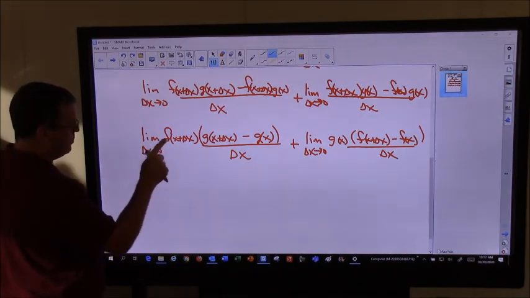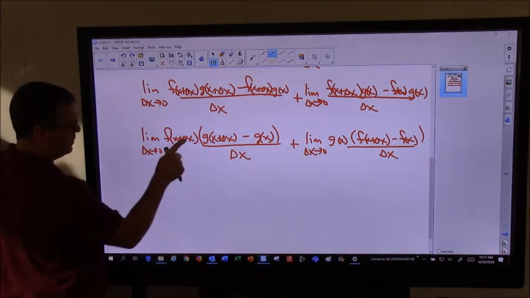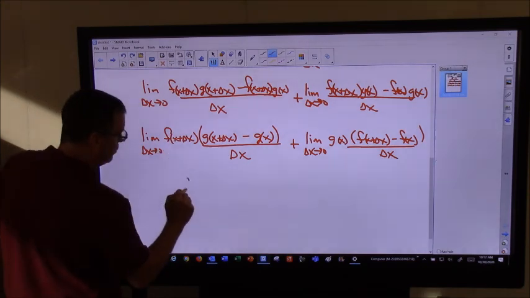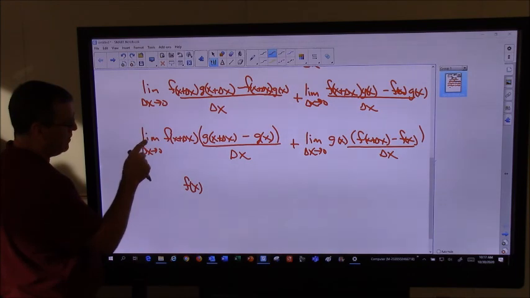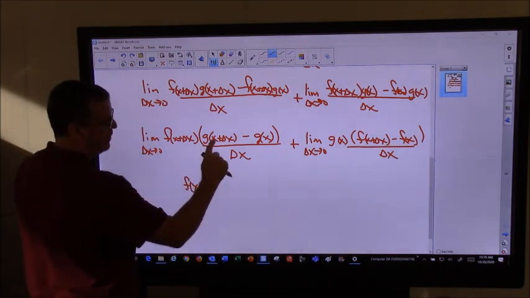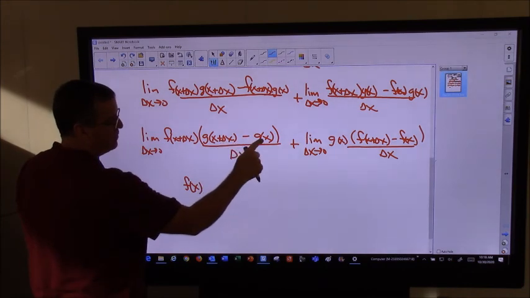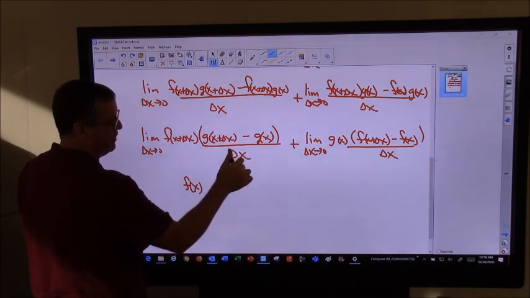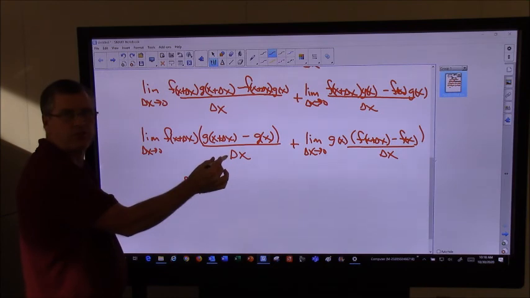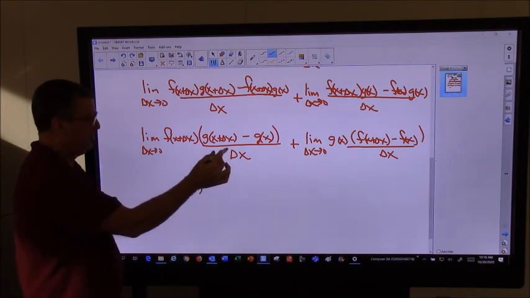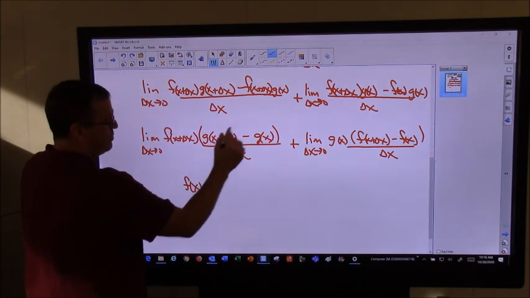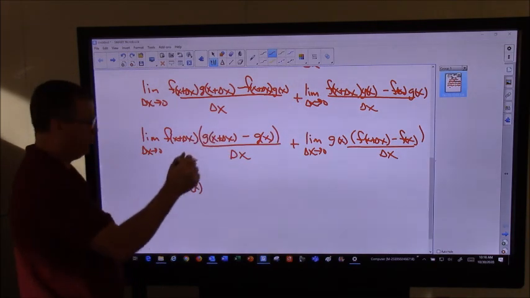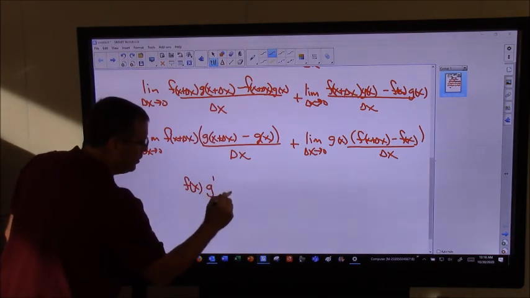If I plug a 0 into here, I just get x plus 0, so that's really just f of x. If I take the limit as delta x approaches 0 of g of x plus delta x minus g of x over delta x, that's just our definition of a derivative. So what I'm really doing, this limit of this stuff, I'm really just taking the derivative of whatever the g function is.